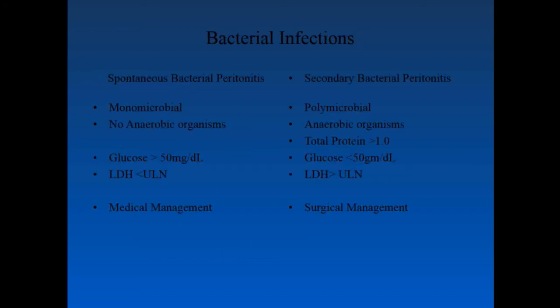SBP, we talked about this earlier in terms of how you diagnose them, but you need to differentiate whether it's a spontaneous bacterial peritonitis or a secondary bacterial peritonitis depending upon what organism you have. It's monomicrobial in SBP, it's polymicrobial in secondary bacterial peritonitis. You tend not to see anaerobic organisms, total protein is more than 1.0, and the ascitic fluid glucose can be less than 50, and LDH can be very high. The management is completely different in secondary bacterial peritonitis because this is from a perforated viscus, that's why the labs are all over the place. Okay, that's how we differentiate it.